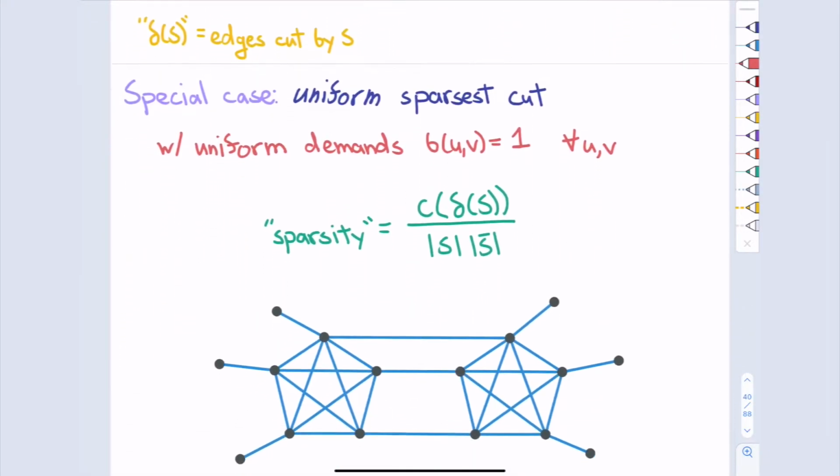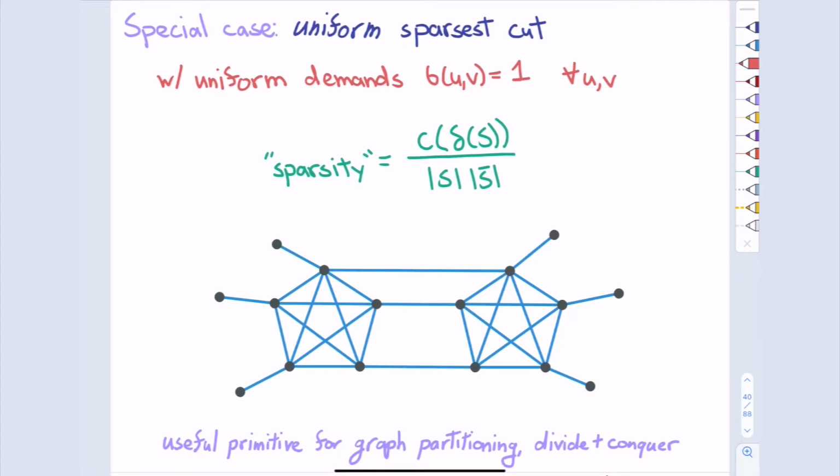An important special case is when I take the demands to be 1 for all pairs. So between every pair of vertices, B_UV is equal to 1. In that case, the denominator becomes simpler. It's just the number of vertices on one side of your set times the number of vertices on the other side. For everything we do today, you can just imagine we do this, although I've written it out in the more generic form.